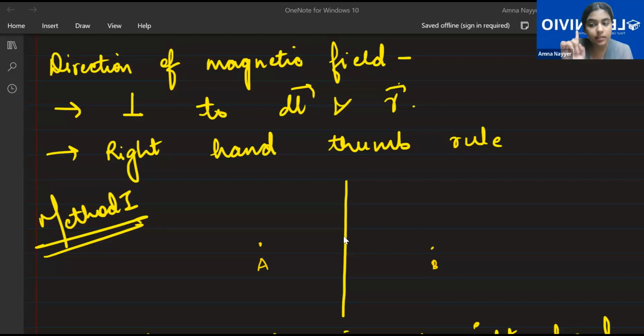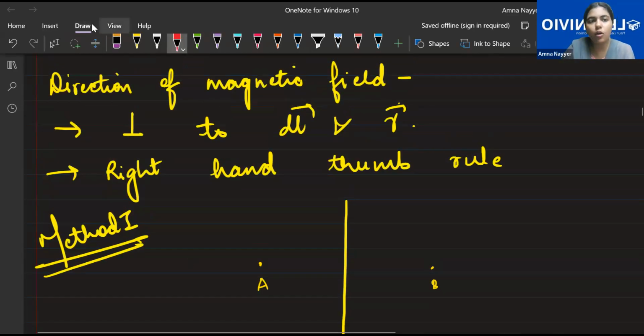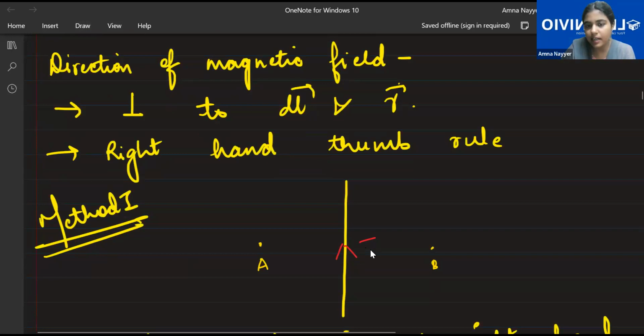Now there are two methods for a straight wire, for a straight line. The first method, which I usually prefer less, but many students find it convenient too, so you can go for that. You have to point your thumb along the direction of current. Let's say this is current. Current is going upwards. So take your right hand, and the right thumb will go upwards because the current is going up.